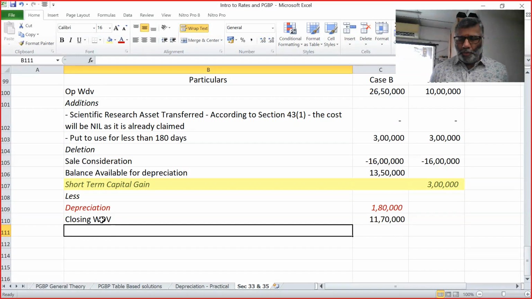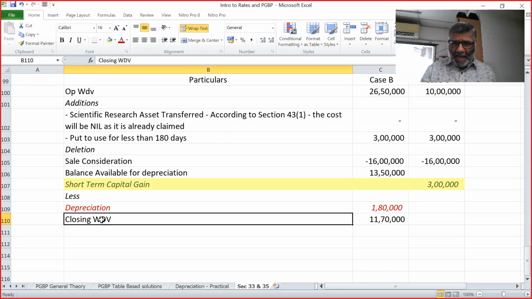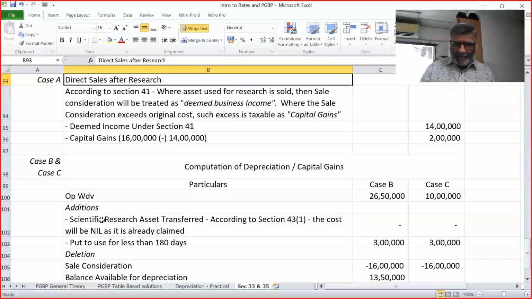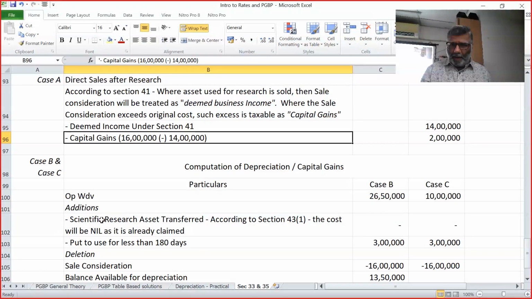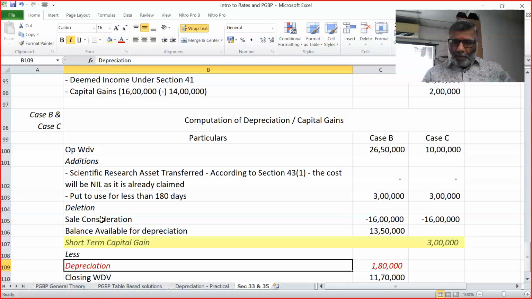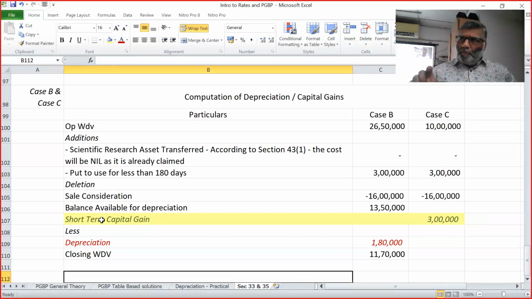Whenever a block ceases to exist, please remember. So scientific, I'll do the fourth part before that. Two options are there. One, direct sales. Direct sales means totally an income. If it is more than original cost, capital gain. Transfer to the block, record it at nil value and sell. Depending upon the block behavior, it will change.